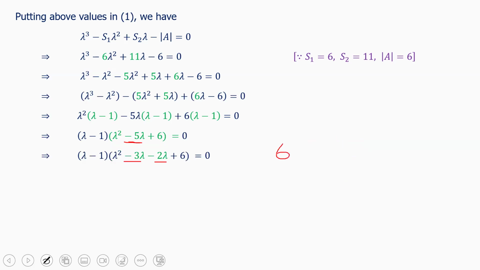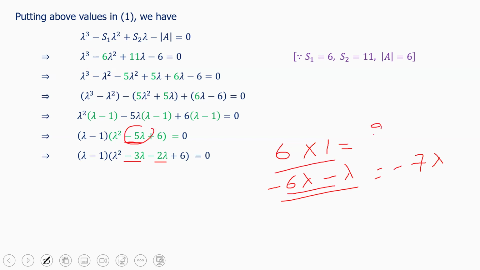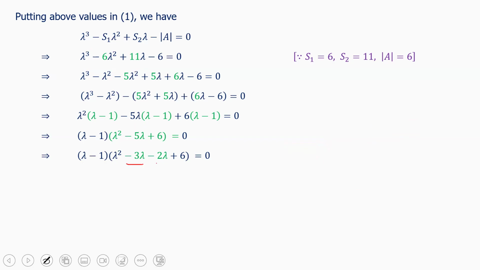If we take the first pair, 1 and 6, minus 6 lambda minus lambda will become minus 7 lambda. But it is minus 5 lambda, so instead of taking these factors, we will take 2 and 3. If we take both as negative, minus 3 lambda minus 2 lambda, then it is minus 5 lambda plus 6. Again, lambda square minus 3 lambda is the first part, and if we take minus outside, minus 2 lambda minus 6 equal to 0.